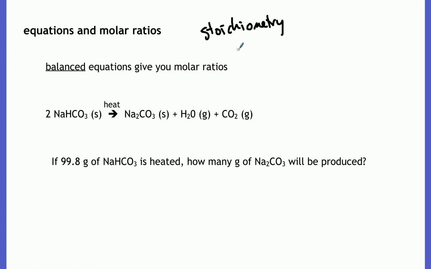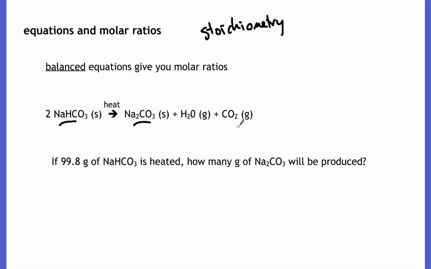So I have these two things in a reaction up here, sodium bicarbonate and sodium carbonate, and they're related to each other, right? When I heat the sodium bicarbonate, I make sodium carbonate. I also make water. I make carbon dioxide. But this balanced equation is essentially telling me for every two sodium bicarbonates, I'm going to make one sodium carbonate. And I'm going to use that.